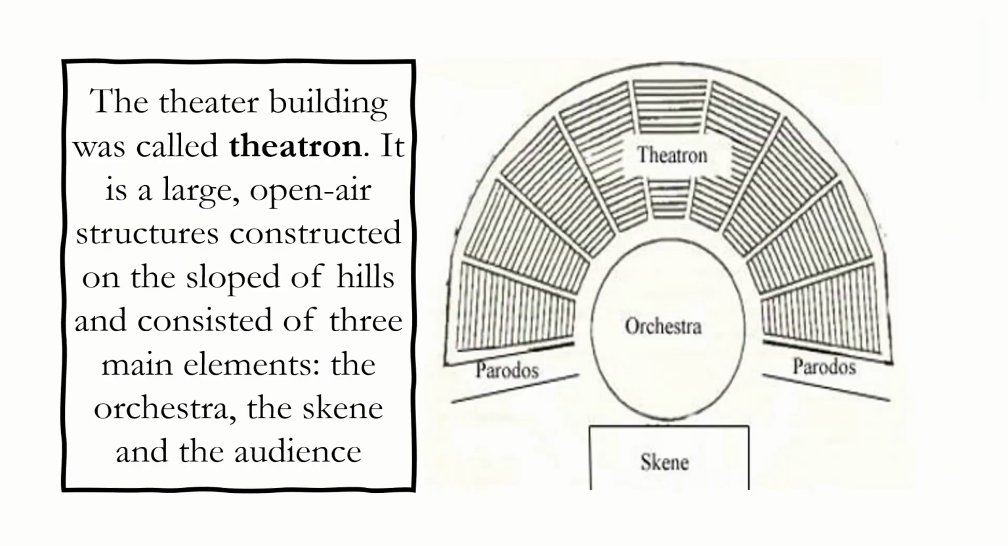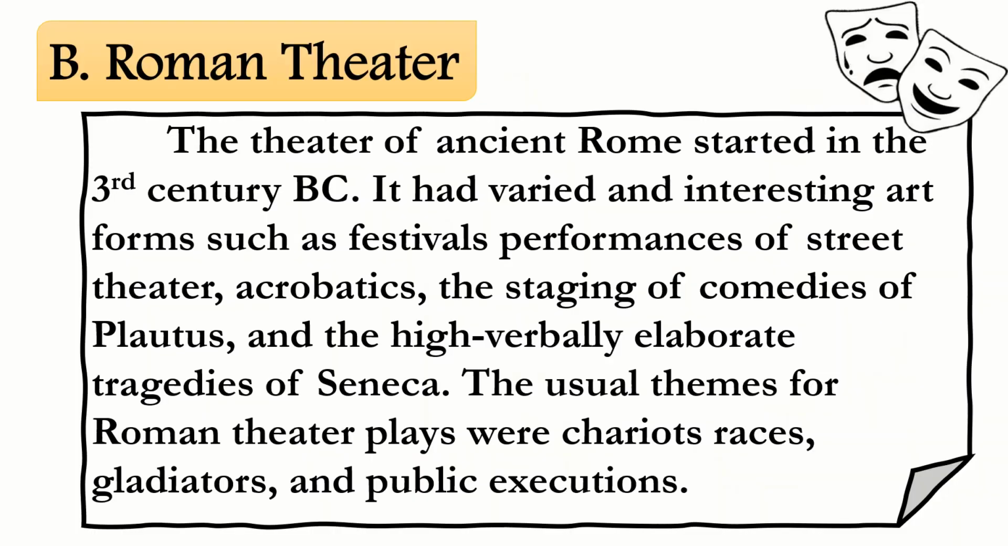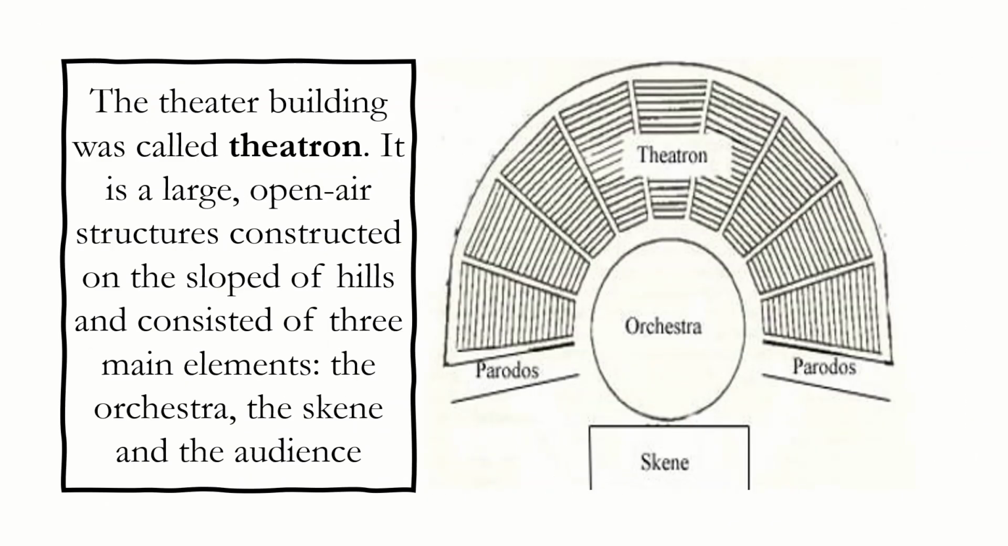The theater building was called theatron. These are large, open-air structures constructed on the slope of hills and consisted of three main elements: the orchestra, the skene, and the audience, just like what you can see in this picture.